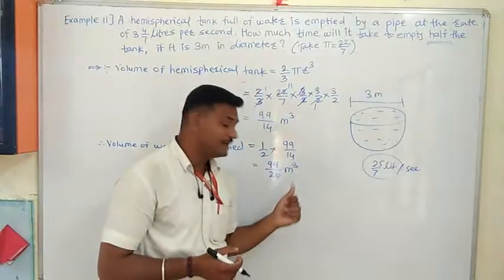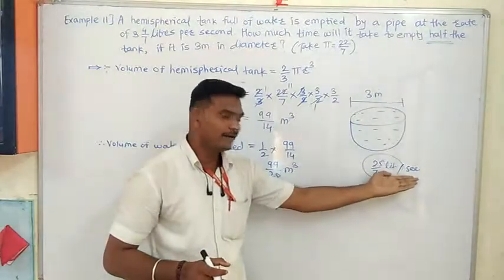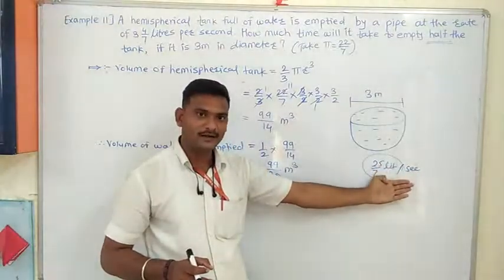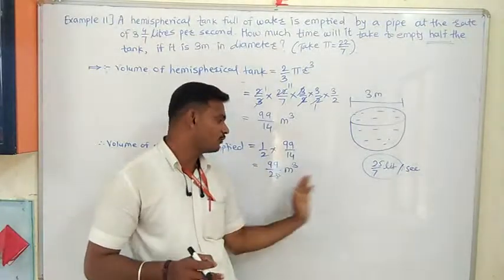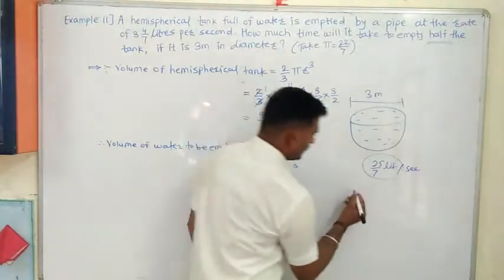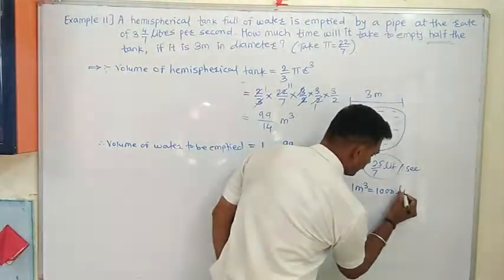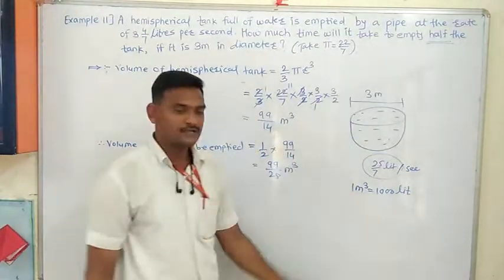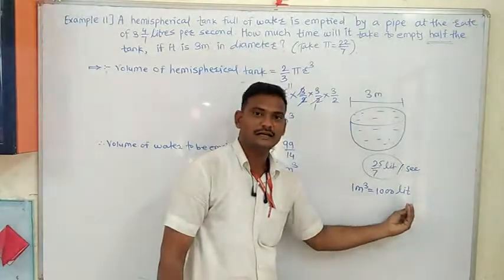Now we have to convert this meter cube in the form of a liter, because the rate of water emptied is given in the liter per second. Therefore we have to convert this meter cube in the liter. Everybody knows 1 meter cube is equal to 1000 liters. 1 meter cube is equal to 1000 liters.